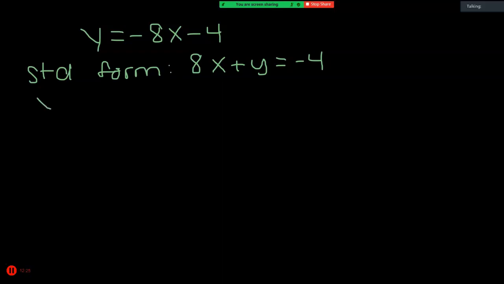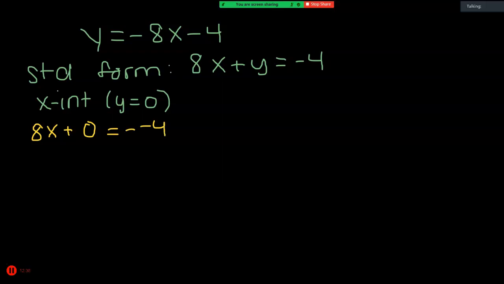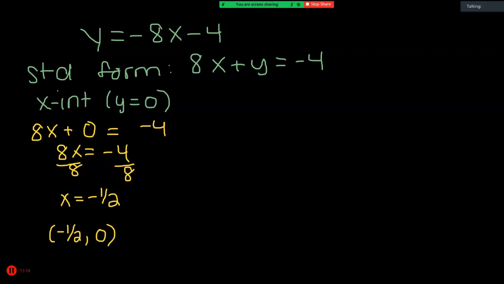And then find your x-intercept by plugging in y equals 0. So that's 8x plus 0 equals negative 4. So you have 8x equals negative 4. And then divide both sides by 8. And x equals negative 1/2. So as a point, it's always x comma y, so it's negative 1/2 comma 0.